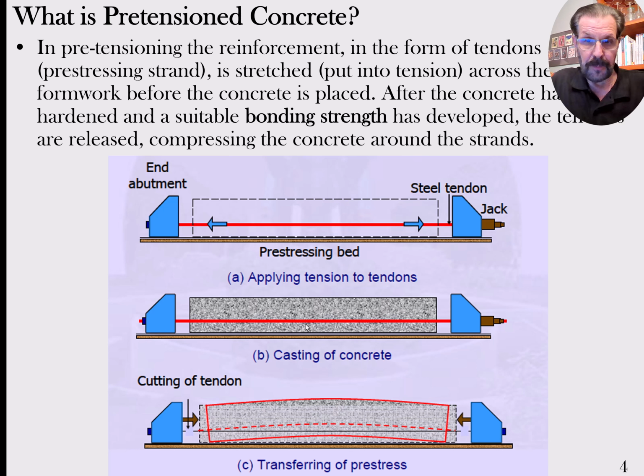And then we pour the concrete around those strands, and when the concrete has gotten to the correct strength, it's then bonded well enough to the pre-stressing strand. Then you can cut the pre-stressing strand at each end of the girder or the beam or whatever the element is, and then you impart a compression in that beam in the same way you do with the post-tensioning, but you can do it much more efficiently.